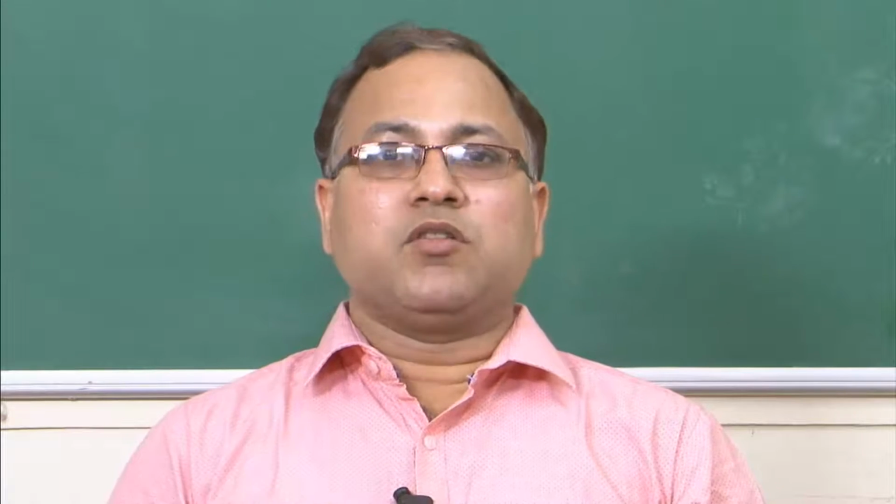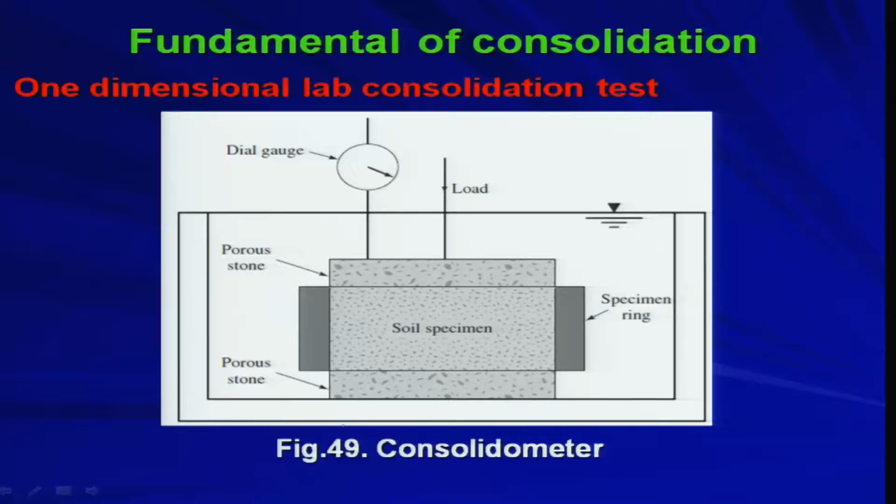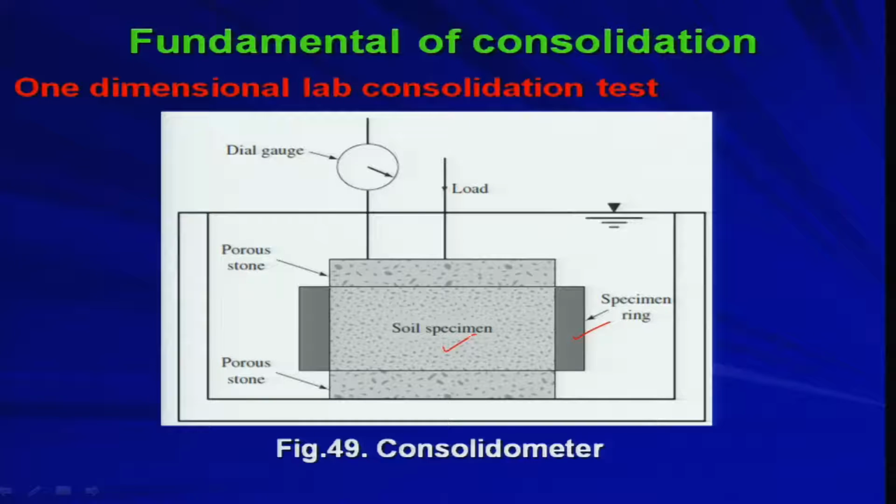Now, the one dimensional lab consolidation test. First we will see how we can perform the laboratory experiment to understand the consolidation phenomena in soil. This is a typical laboratory experiment setup, the consolidometer. Here you have a metal ring, and what you are seeing in the figure is the cross section of the test setup. It will have all round, cylindrical confinement. The soil specimen will be placed inside the ring.